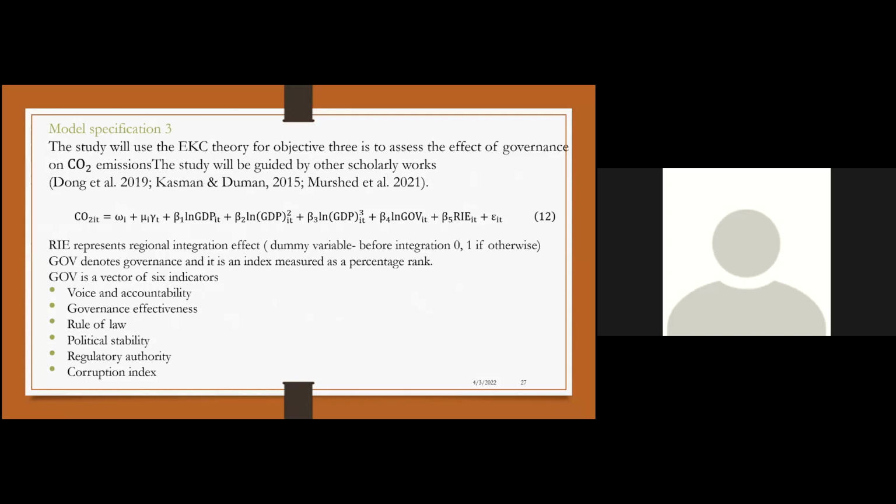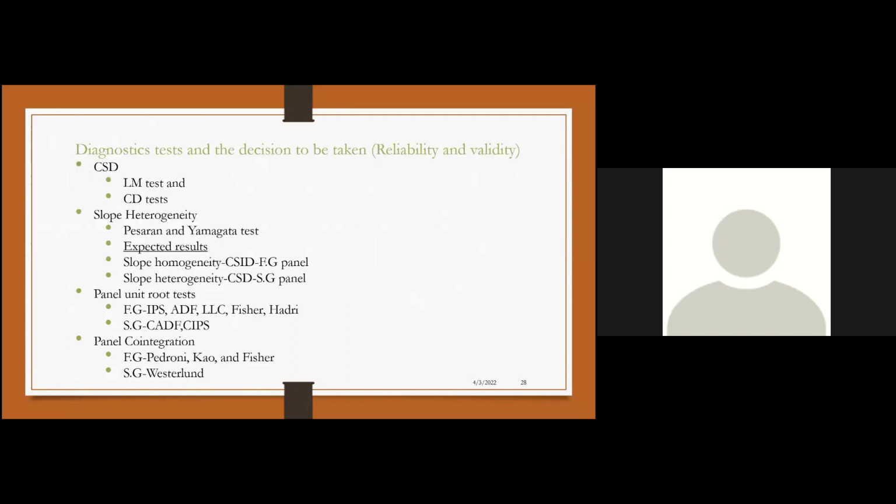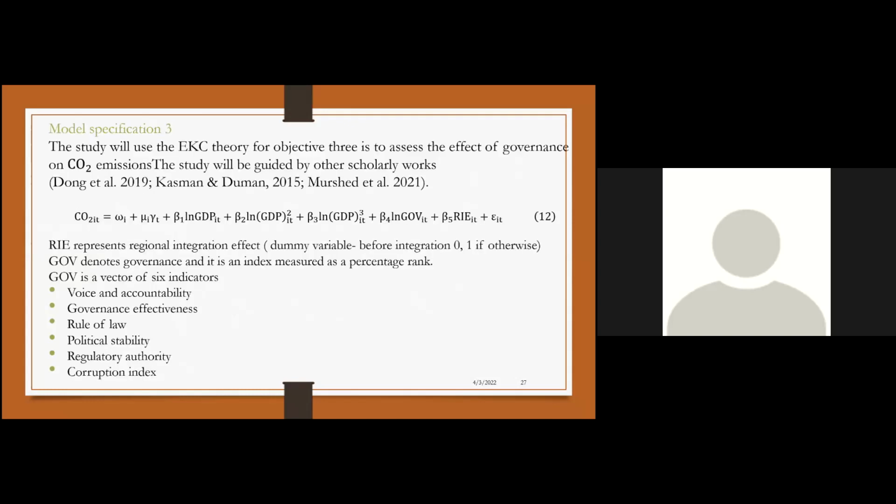Governance is basically a vector which has the following areas: voice and accountability, government effectiveness, rule of law, political stability, regulatory quality, and corruption index. This will be measured as a percentile index. Somebody may be worried about where you get this data from. It's also in the World Bank Governance Indicators. It has all of these measures already collected, so it's just a matter of doing the analysis.